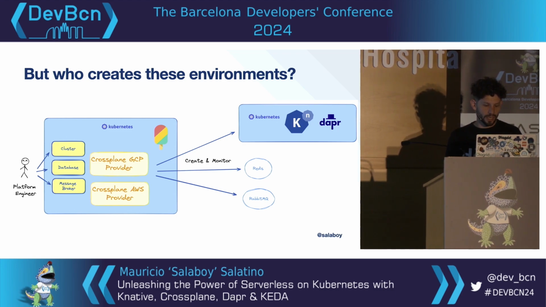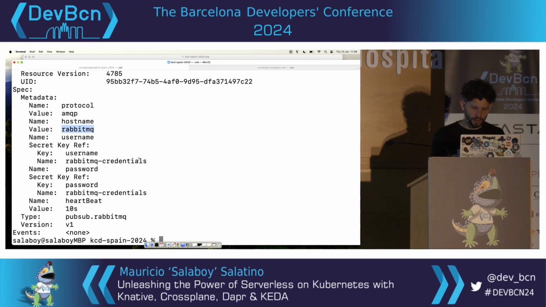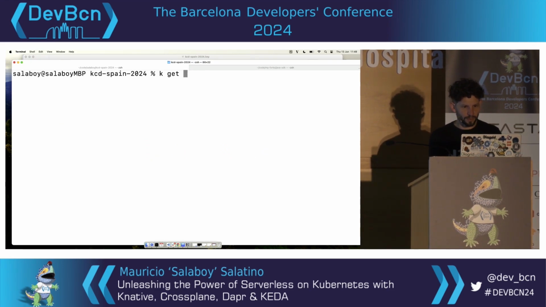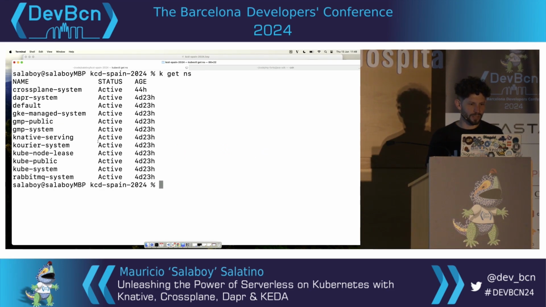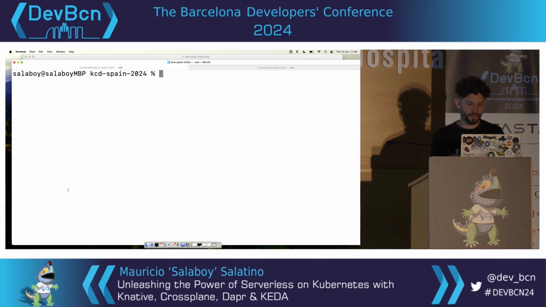I wanted to show you quickly, I don't know if this will work, but let's give it a try. So I have Crossplane installed here, and I have the GCP provider installed. You can get the providers. And you will see that, yeah, I have provider GCP SQL. That basically means that I have a bunch of resources related to databases that are installed here.